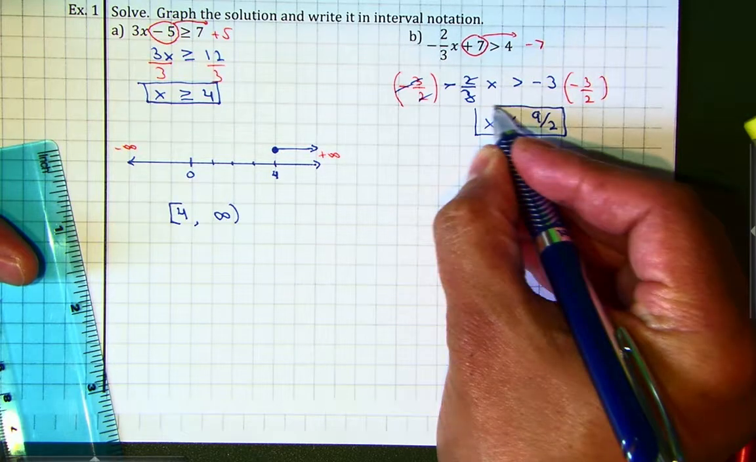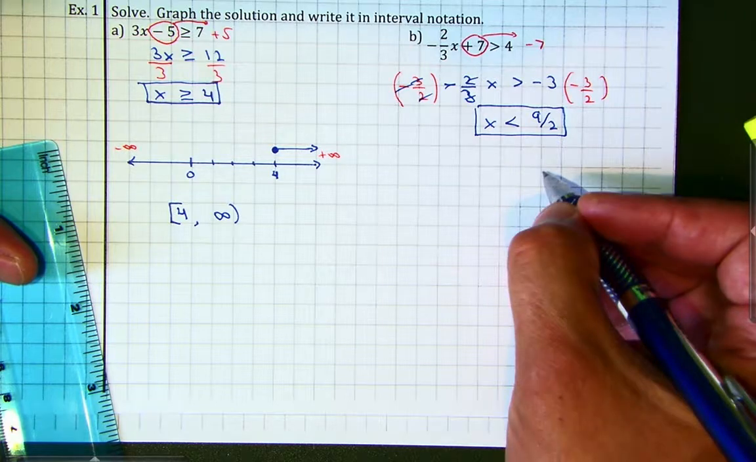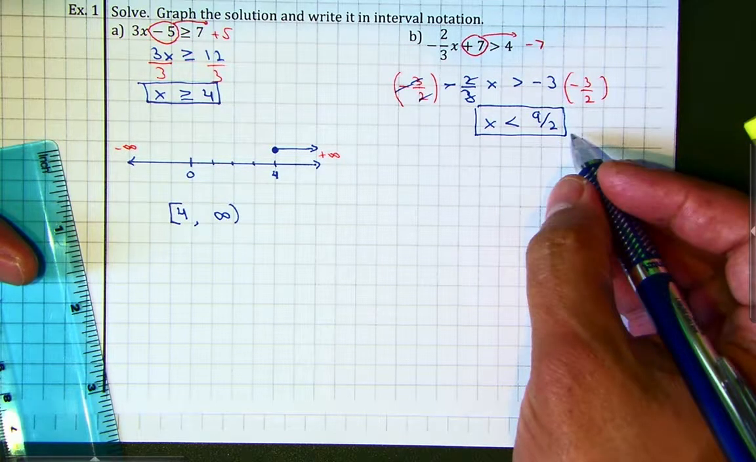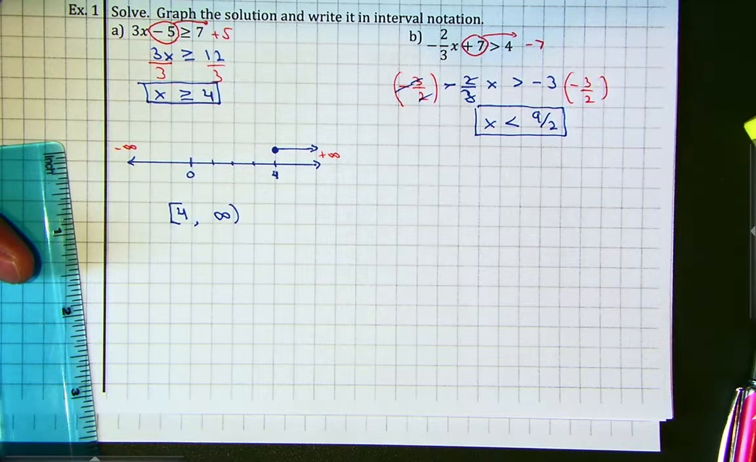We can leave it as a mixed fraction. We can also leave it as an improper fraction. We can change it to a mixed fraction. Just make sure that you are careful with the instructions in your textbook. And now I just need to graph it.